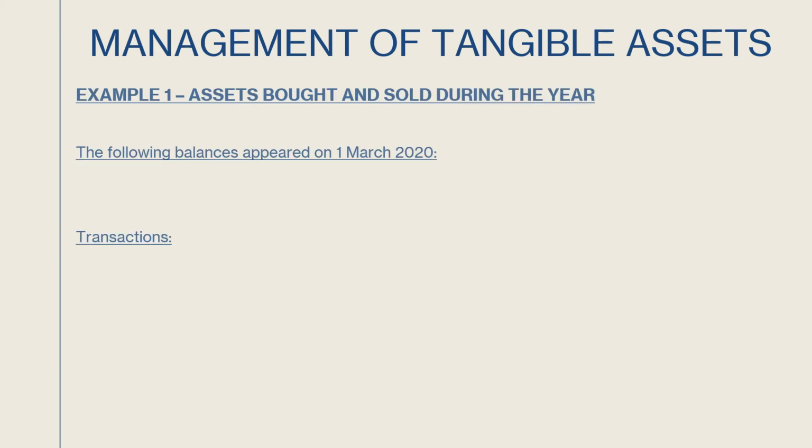Okay, if we work through an example very quickly, if we just look at assets bought and sold during the year, it's a very straightforward example. The financial year of BBB Traders ends on the 28th of February. Remember, it is always very important that we take note of the financial year end when we work with depreciation, because we always need to see when the asset is bought and when the asset is disposed of. So how many months do we have to make provision for depreciation?